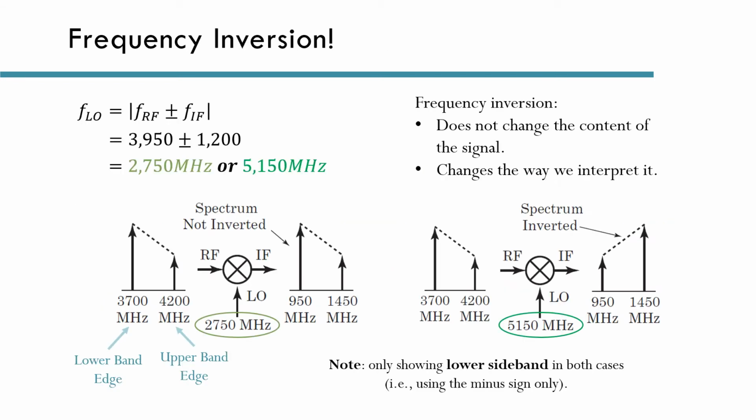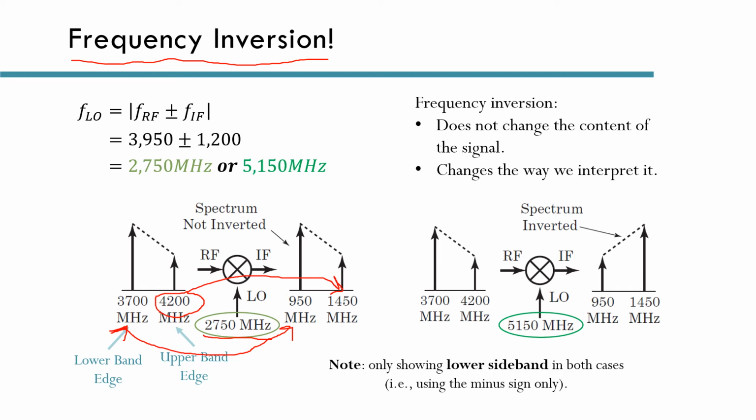The answer to that is yes, there is a difference, and it has to do with frequency inversion. But let's see what that means. If we use an LO frequency of 2750, which is the low side LO, we notice that the lower band edge, right here, will shift to 950, and the upper band edge will shift to 1450.